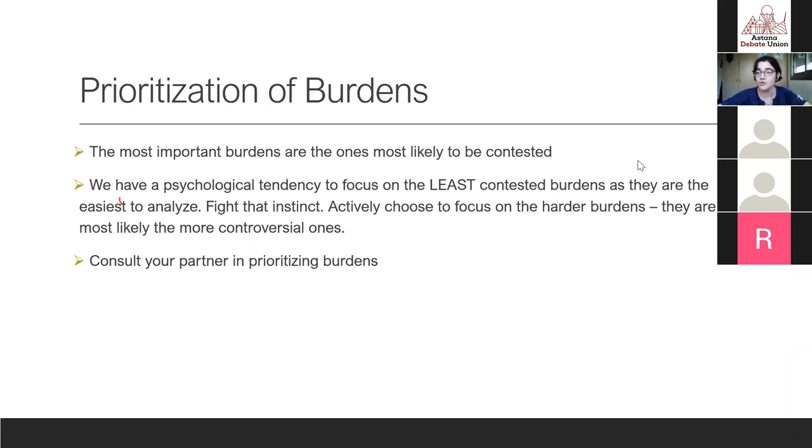And then the last thing to be said about this is consult your partner when you prioritize burdens. They can also help you. If you're not sure which is more important, ask them, which would you try to contest most? Which is less intuitive to you? This will also often help you find the right burden to prioritize. So just to make a quick practice of it, let's go back to the burdens that we've had above and see if we can identify which of them is more important.